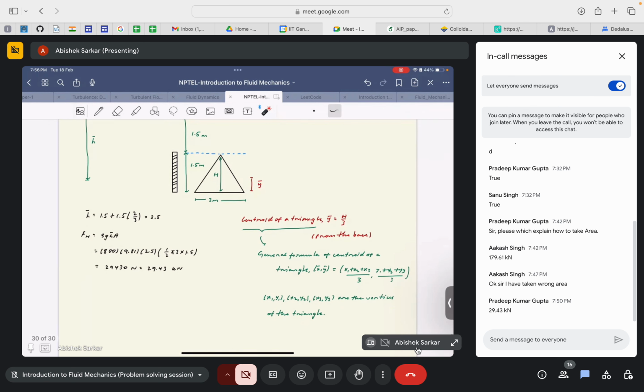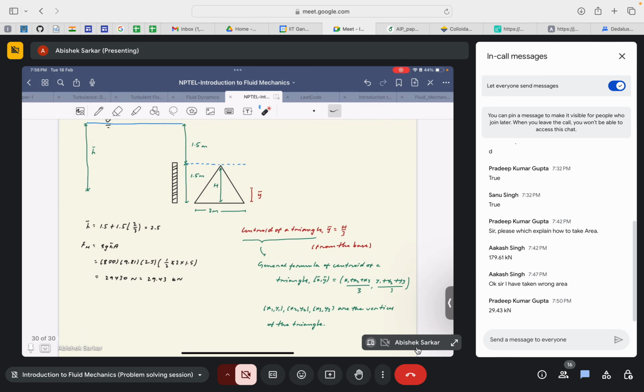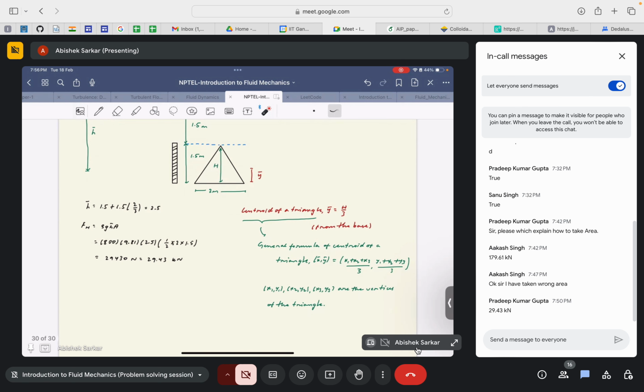Or, if you don't want to do that, and you know h by 3, then you can just do 1.5 plus 1.5, which is 3, minus 0.5, since 1.5 by 3 is 0.5. 3 minus 0.5 will again give you 2.5. You can do it like that as well. It's just the way you do it, it's fine.